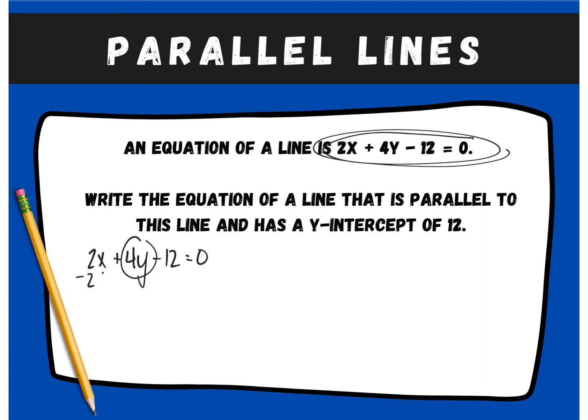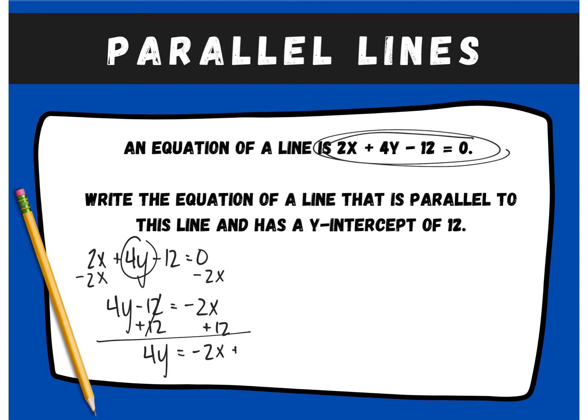That means I'm going to need to subtract my 2x, I'll need to add my 12, and again, you have to consider the fact that negative 2x and 12 are not like terms. The 2 has an x, but the 12 does not. That makes them not like terms, and they cannot be combined.